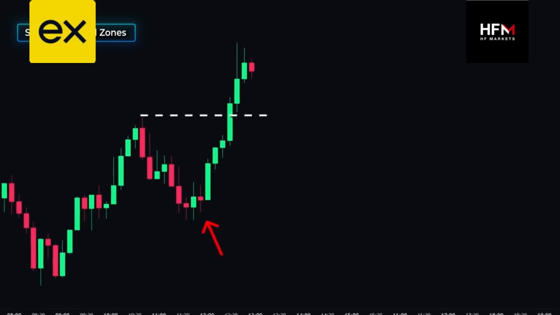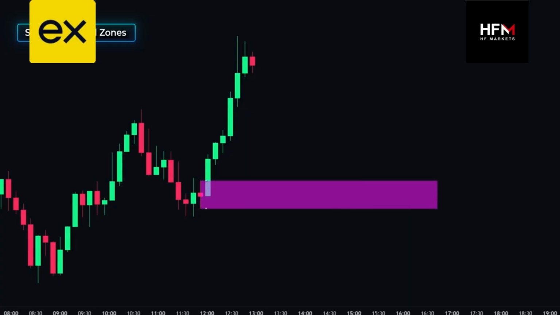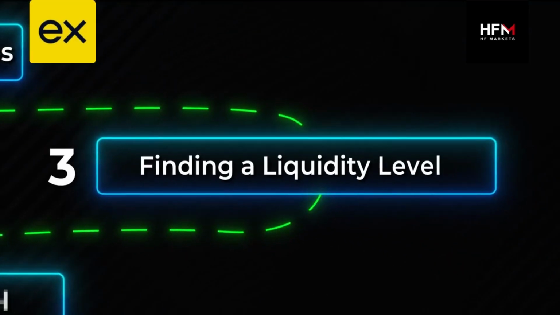To mark the demand zone, highlight the last candle right before that sharp move. Use the rectangle tool to draw a zone from the candle's low to its high. This marked area becomes our demand zone. Now that we've identified a demand zone, we move on to step 3, which is finding a liquidity level.